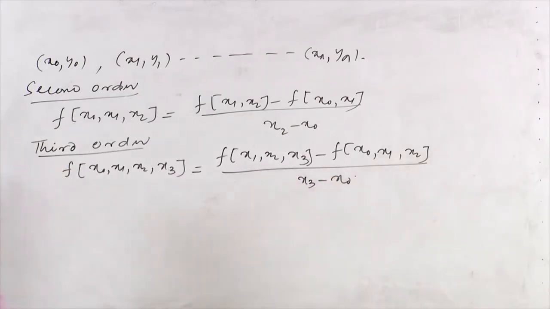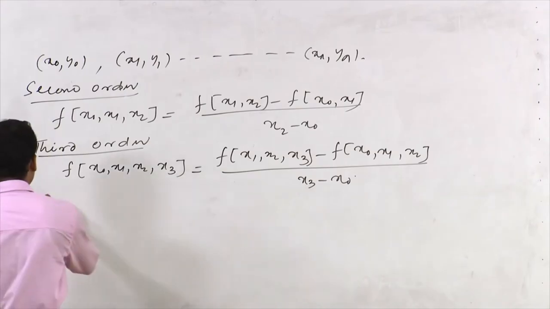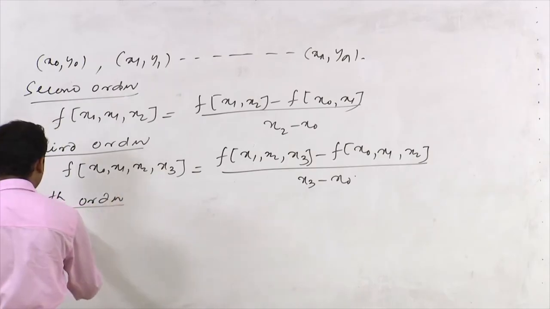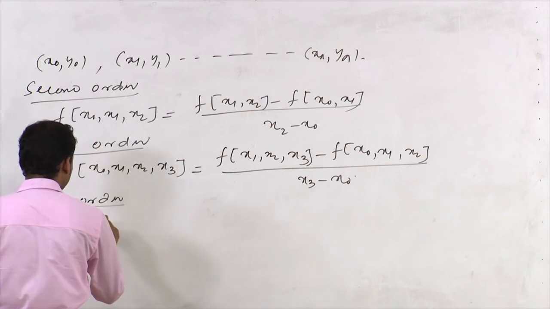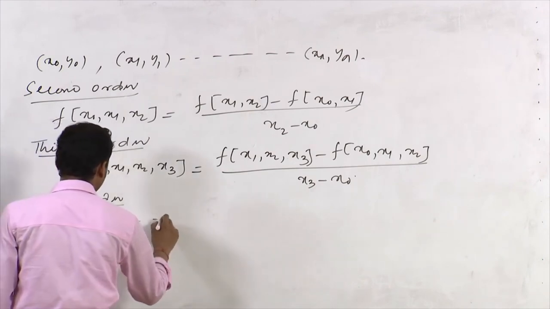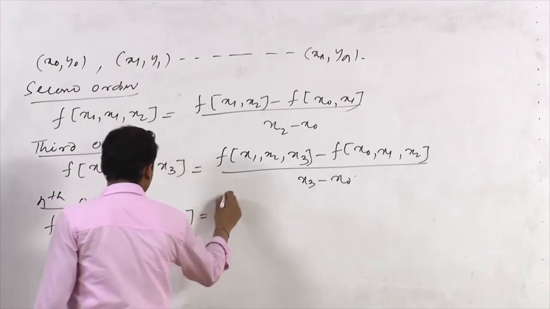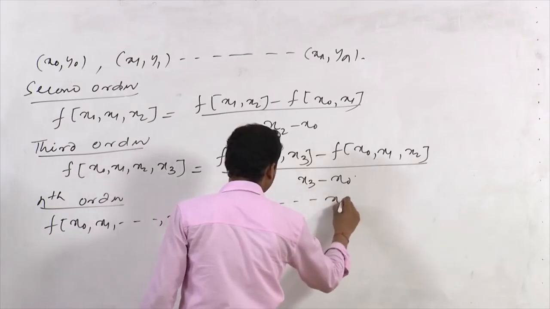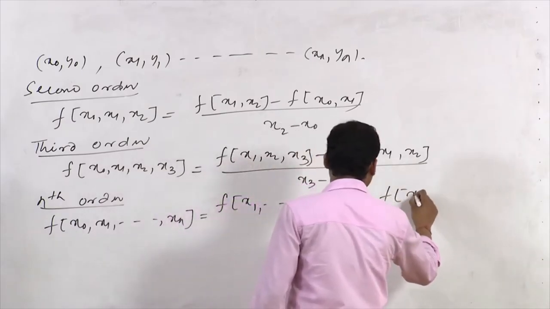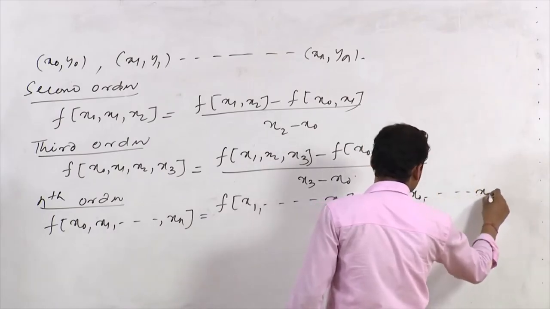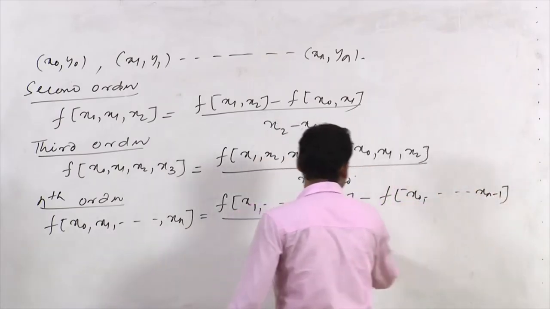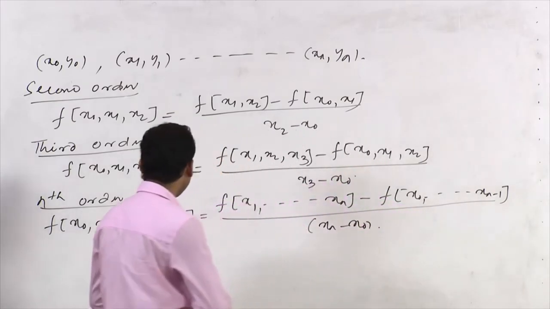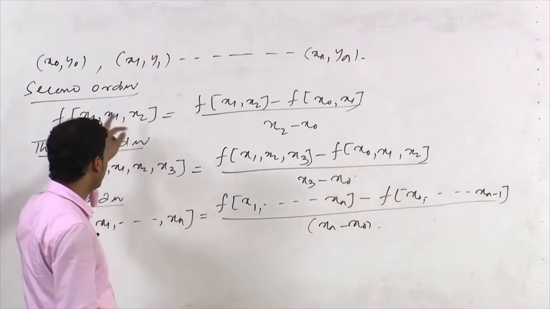And for the nth order divided difference, if we have n plus 1 values x0, x1, up to xn, we can write it as f of x1 to xn minus f of x0 to xn minus 1 divided by xn minus x0. We can see that for the first order divided difference we are using 2 points, and it establishes a relationship between the functional values at x1 and x0.